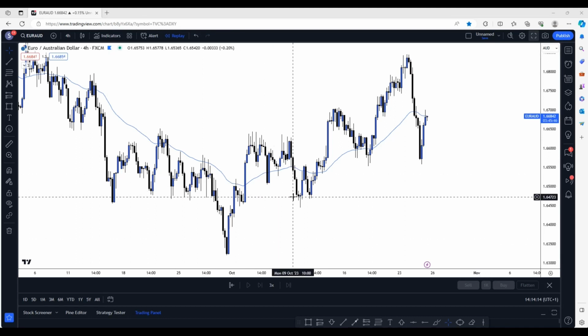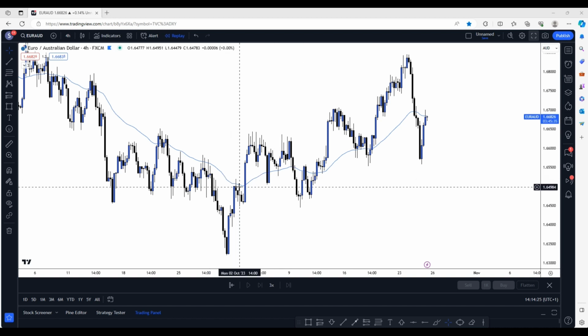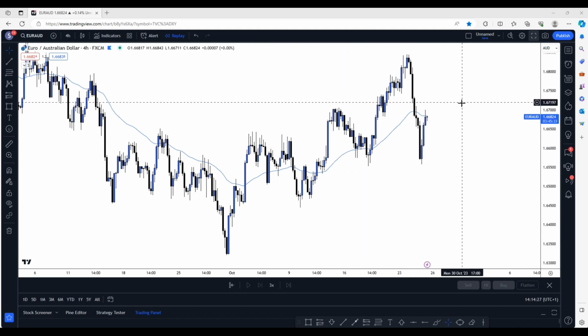So in this video we're going to be going down a strategy that you can trade the market with. If you've not watched the previous video, I went over moving averages. In this video we are going to be using the 50 EMA, which is the exponential moving average, and this is the blue line you see on the chart.